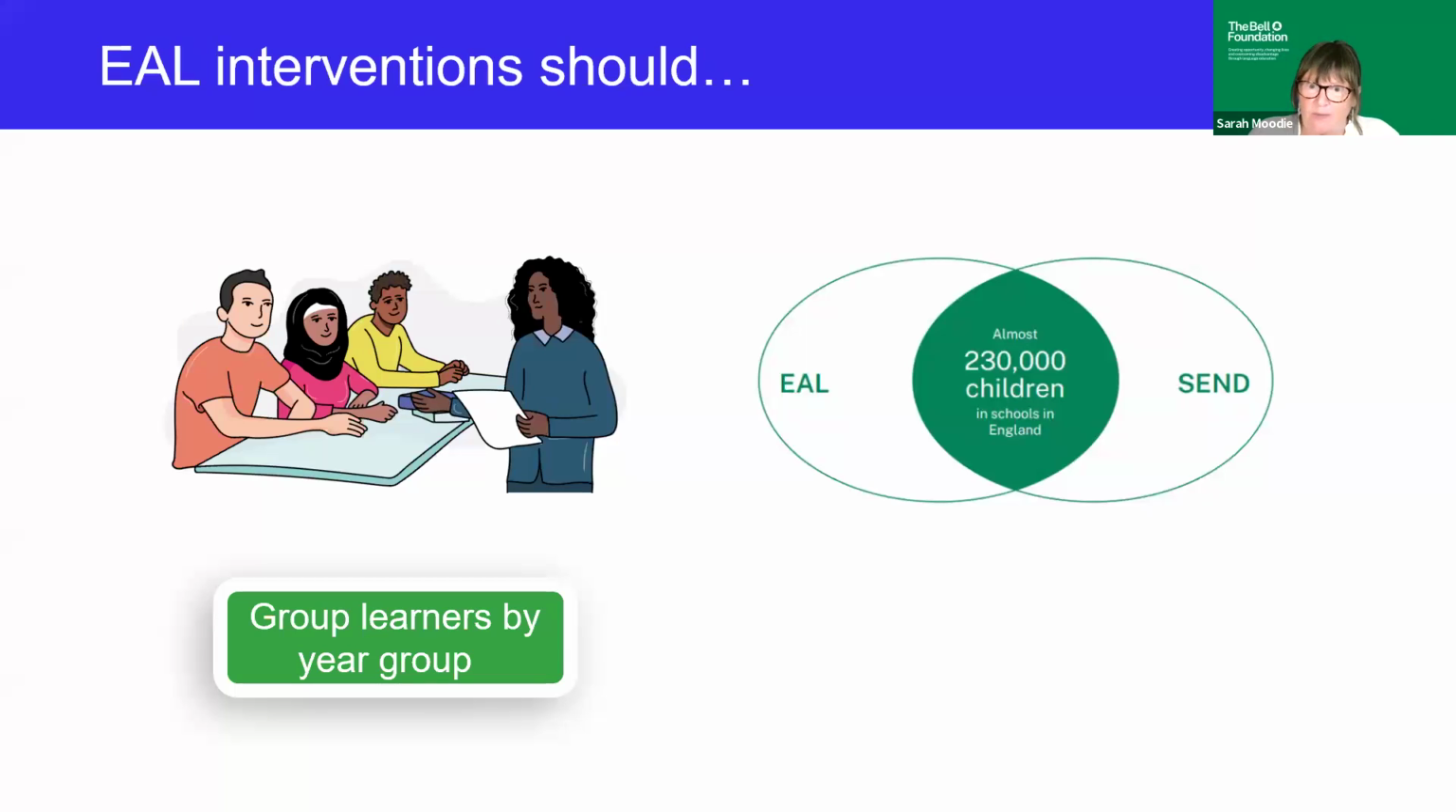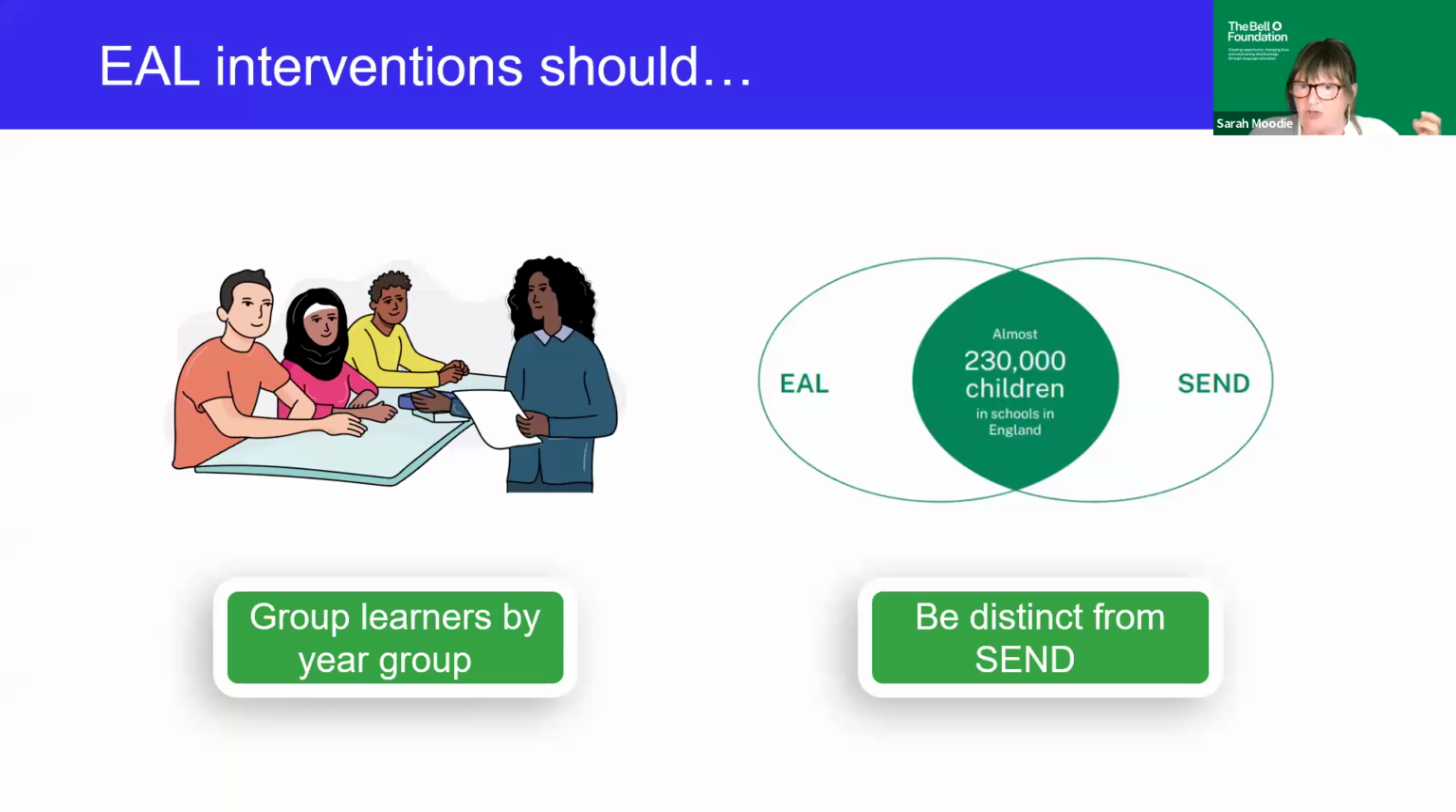Another thing it should do, this may be the last should, I think, is it should be distinct from SEND interventions unless you happen to know that a learner with EAL has a given SEND. And there's some good guidance, fairly recently produced guidance from the Bell Foundation on SEND and EAL. We'll put the link for that in the chat. You might find it interesting to look at that alongside this.